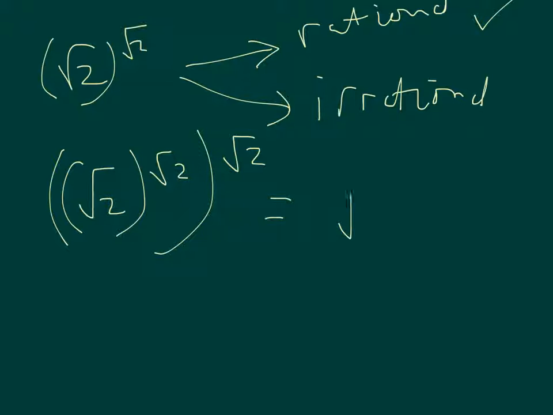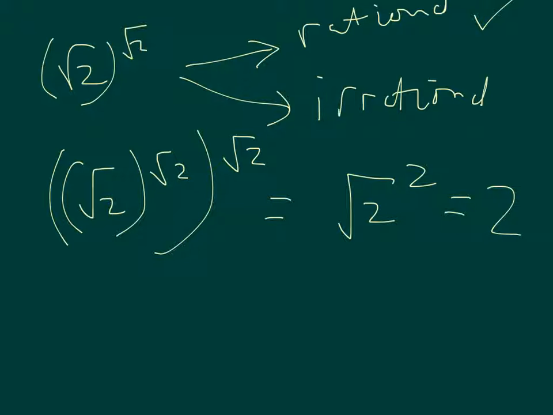This is the square root of 2, using laws of indices, to the power 2. Laws of indices tell us that when we've got something raised to a power, we multiply these indices, and root 2 times root 2 is simply 2. And root 2 squared, this number that we've just produced, is 2, which is a rational number.